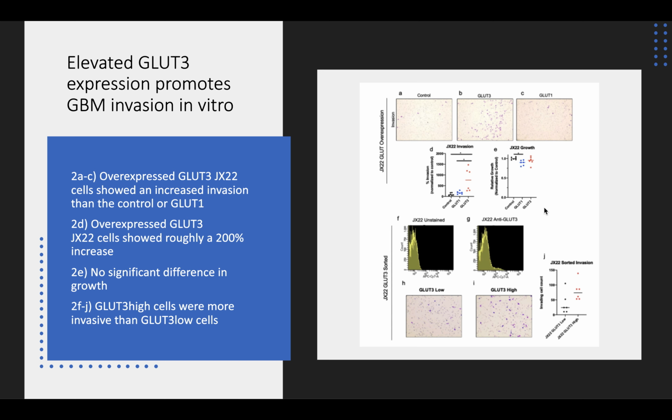As it relates to 2E, and this is as it relates to JX22 growth, the y-axis represents relative growth normalized to control, and the x-axis represents control, GLUT1, and GLUT3. The 2E results show that there's no significant difference in growth between the two, GLUT1 and GLUT3.